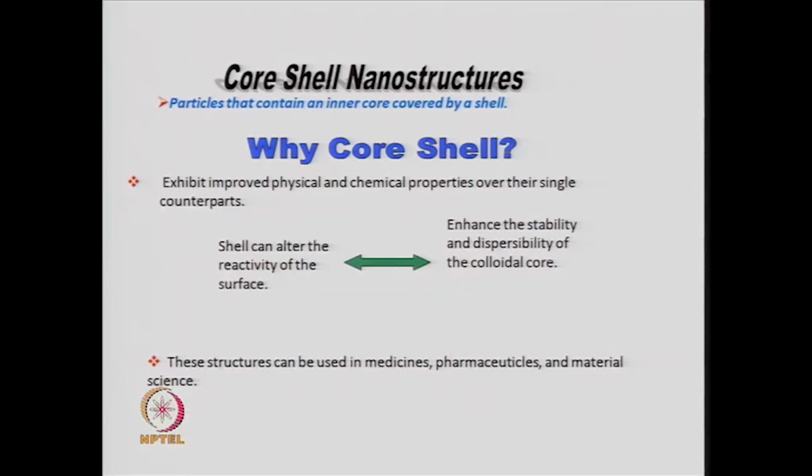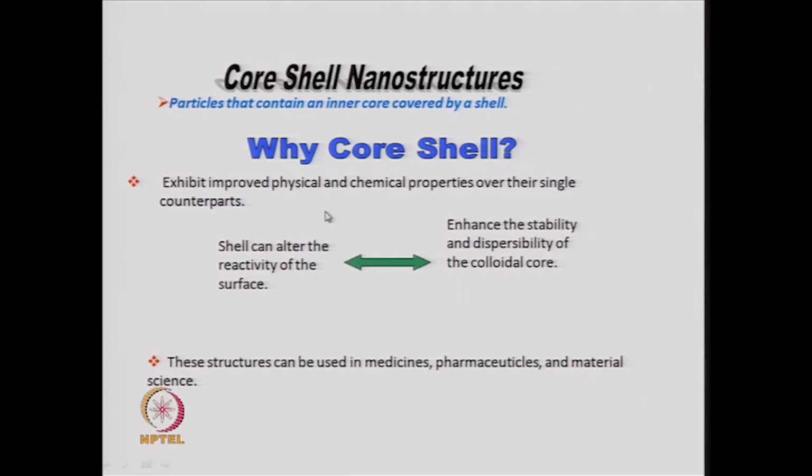Now, what are core shell nanostructures? These are particles that contain an inner core covered by a shell. The inner core can be of one material and the shell can be of a different material. So, why are core shell nanostructures important? They are important because they give improved physical and chemical properties over their single counterparts.